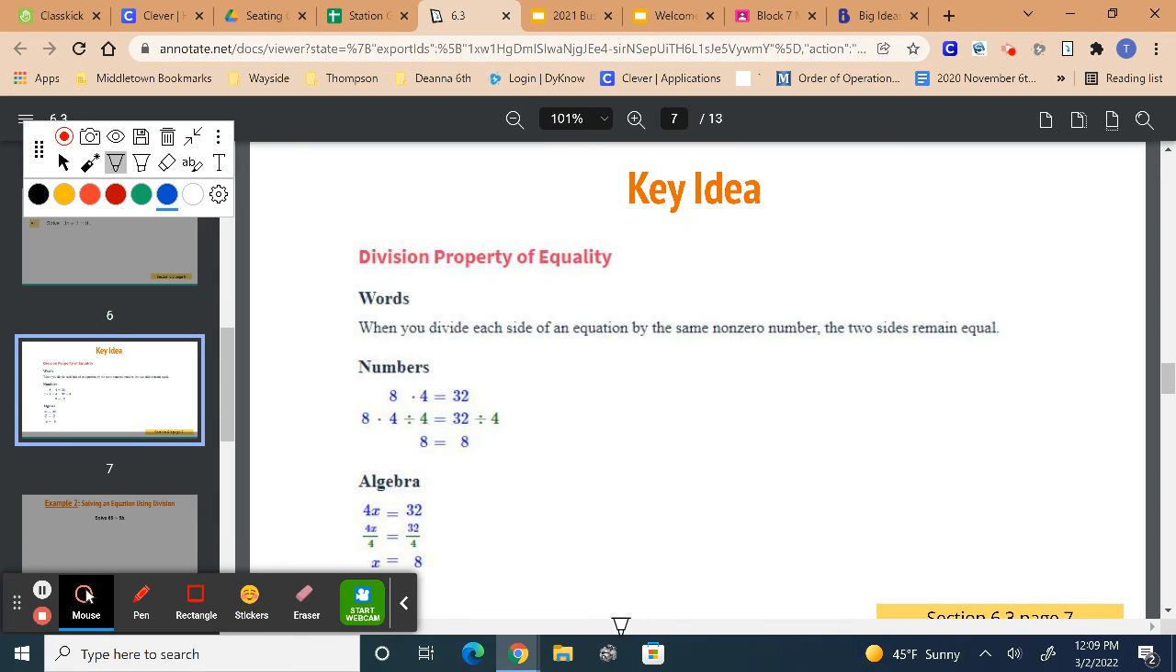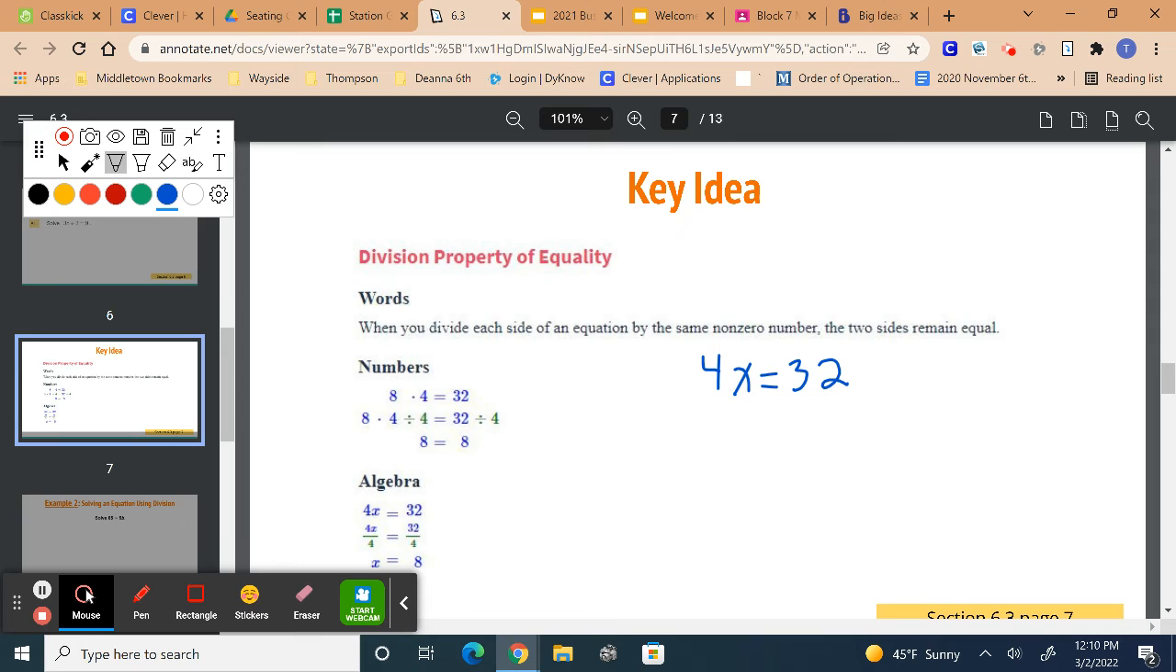All right, so for this key idea, we're going to work with 4x equals 32. It says when you divide each side of an equation by the same non-zero number, the 2 sides remain equal. Okay, ask the same question. What's the goal? Ashley. You want the variable to be alone. Is the variable alone? No. What's in its way? The number 4. Right, 4 is in the way.